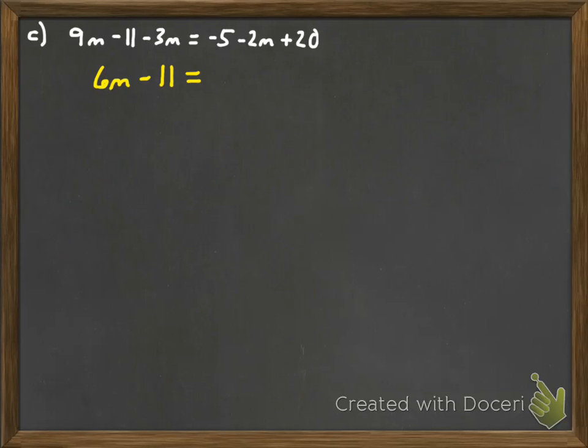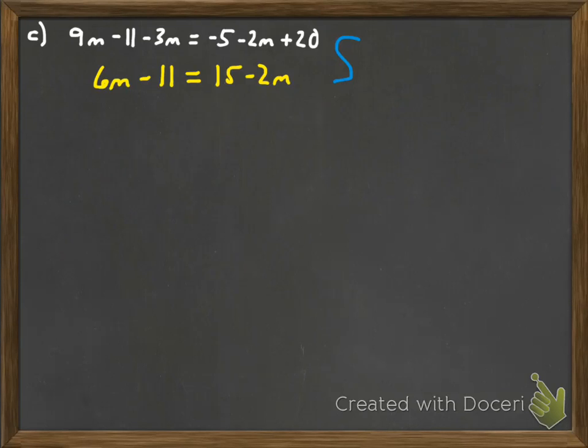Okay. On the right side of the equal sign, we've got a pair of like terms as well, the two constant terms, -5 and 20. Now, all we're going to do is go ahead and combine those. -5 plus 20 is 15. And then we've still got the minus 2m. All right, now, you can't simplify 6m minus 11 any further. Cannot simplify 15 minus 2m any further. So, well, we're done with the simplification process.